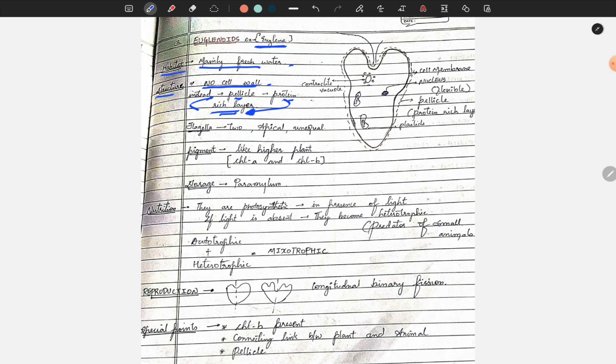See, here the structure details: it has one contractile vacuole, cell membrane, a nucleus, a flexible pellicle, which is a protein-rich layer, and it even has a flagellum.